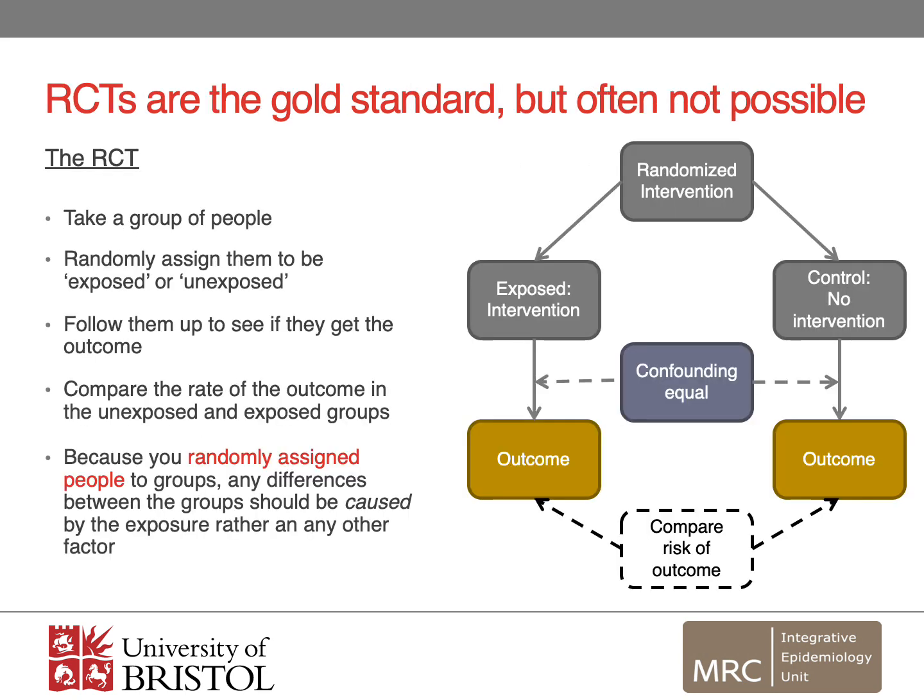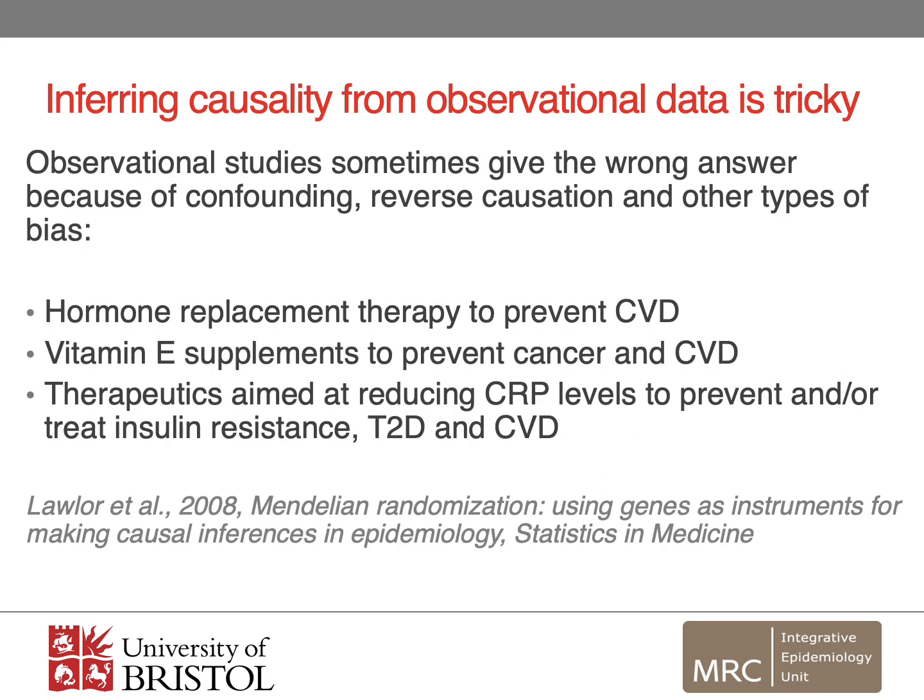So we know that randomized control trials are the gold standard study design in terms of causal inference in epidemiology, but sometimes it's not feasible or ethical to conduct an RCT. So since we can't always rely on RCTs, instead we have to rely on observational studies. But inferring causality from observational data can be tricky. Observational studies can sometimes give the wrong answer because of confounding, reverse causation and other types of bias.